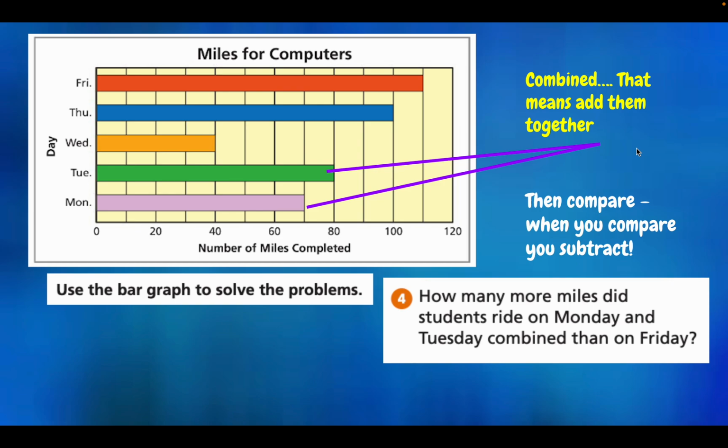And then you're going to compare that to Friday. And when you compare, you subtract. So the first step is add Monday and Tuesday together. And then take that number and subtract Friday. And you will get how many more miles they rode on Monday and Tuesday than on Friday. Write that on your paper.